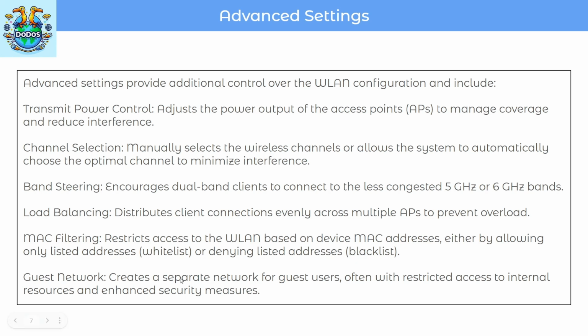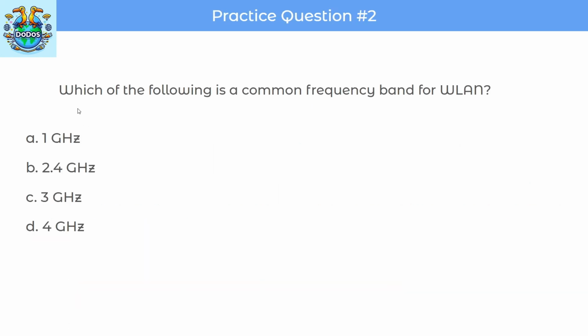Guest network creates a separate network for guest users, often with restricted access to internal resources and enhanced security measures. You might see this in a Starbucks. They might have Starbucks worker and then Starbucks guest, and the guest is what's available to you, and that's basically what it does. It creates a separate network for guest users with restricted access to internal resources and enhanced security measures. So let's get into practice questions.